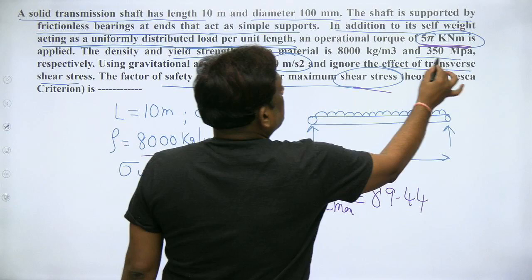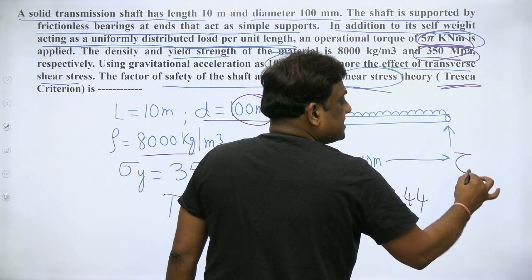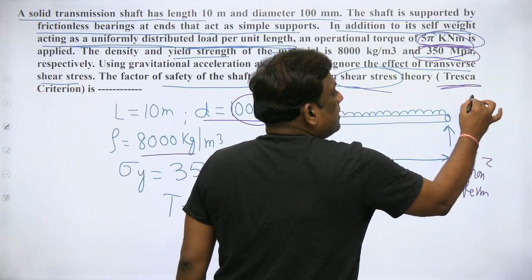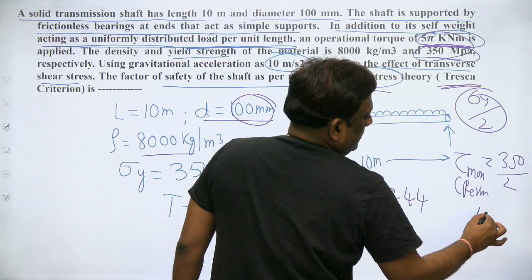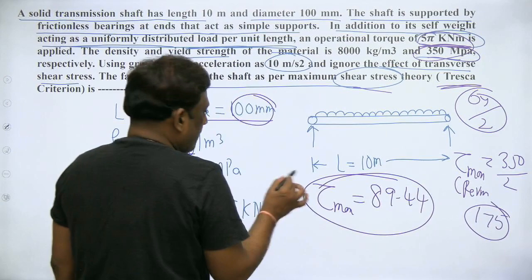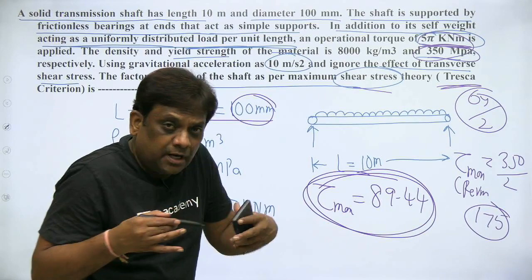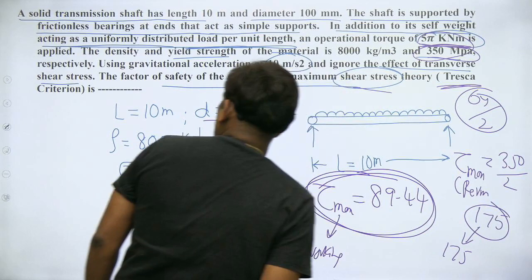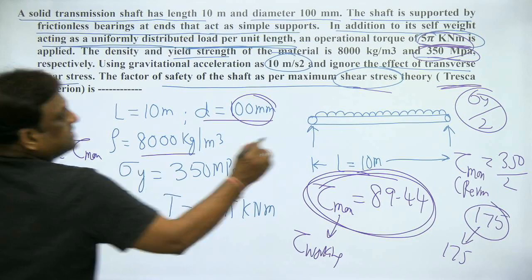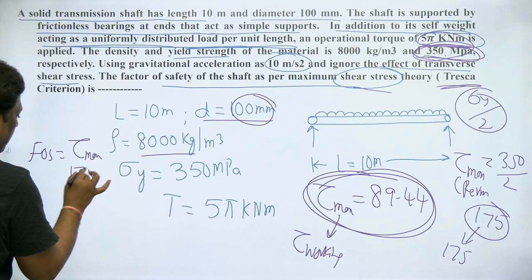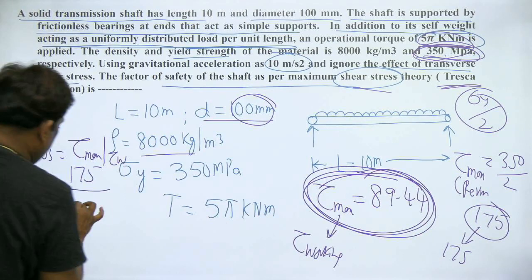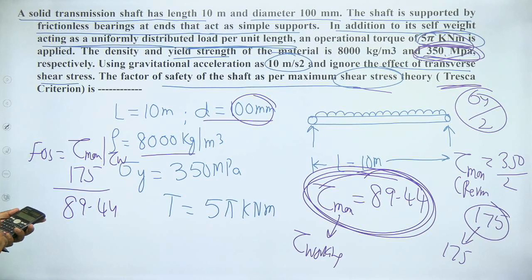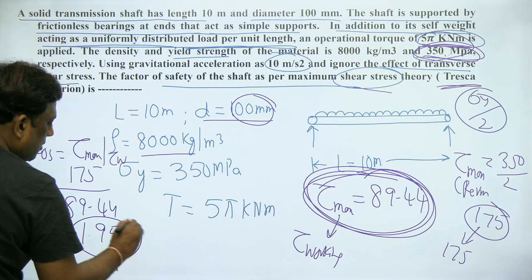So according to Tresca theory, the maximum permissible shear is sigma yield by 2. What is sigma yield? 350 by 2. This will be 175. Now this is the actual working stress, the 89.4 we have calculated from the actual loaded member. So this is the maximum working stress in the material, and the maximum permissible is 175. So the factor of safety is the maximum permissible, from yield, sigma y by 2 as 175, divided by the working stress we got from the actual loaded conditions, 89.44. If you calculate, I am getting 1.956, or if I round it off, 1.96 is the factor of safety according to maximum shear stress theory.